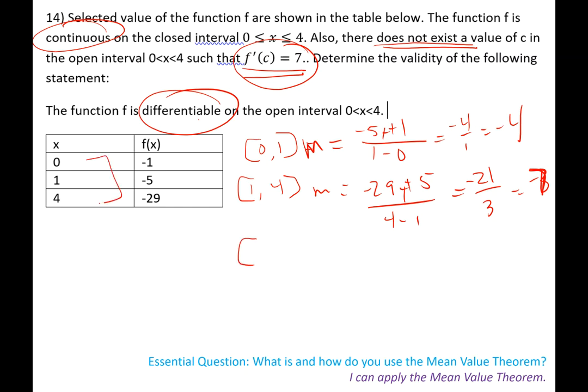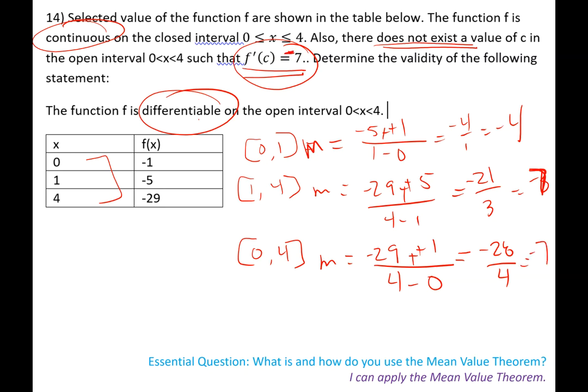But then I also have to check those endpoints. So I'm going to go to the interval 0 to 4. So I've got -29 minus -1 over 4 minus 0. Double negative is going to go positive, so I've got -28 over 4. Something's wrong. There must be a typo in this one. This was supposed to be a -7.